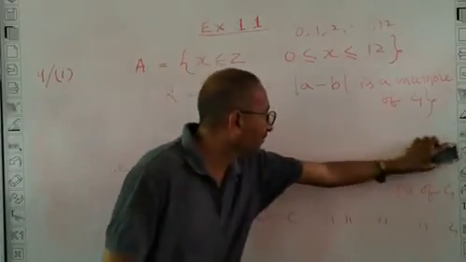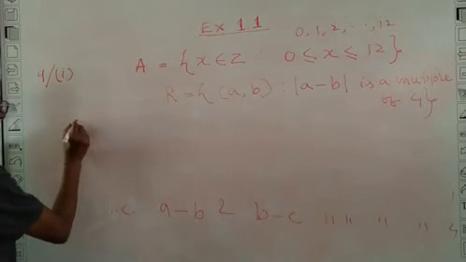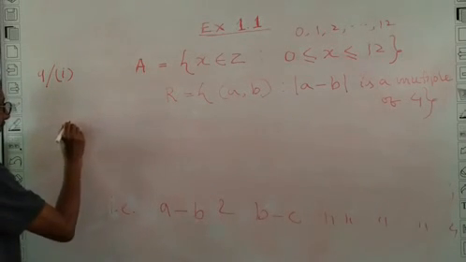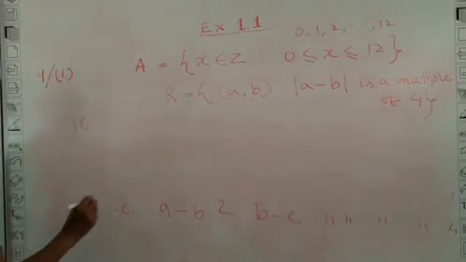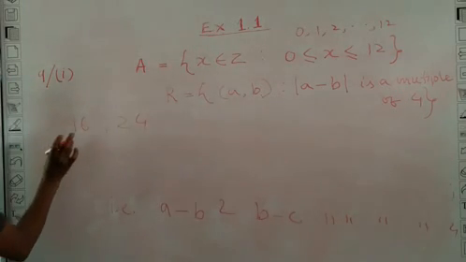If A minus B is a multiple of 4 and B minus C is a multiple of 4, let me write this one. Both are multiples of 4. 16 is a multiple of 4. Again 24 is a multiple of 4. Add them. It is divisible.